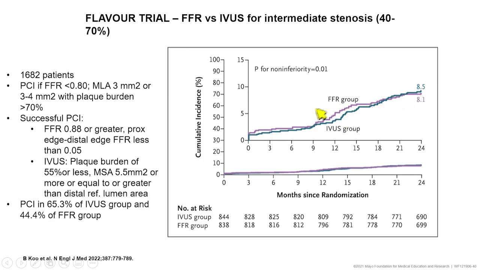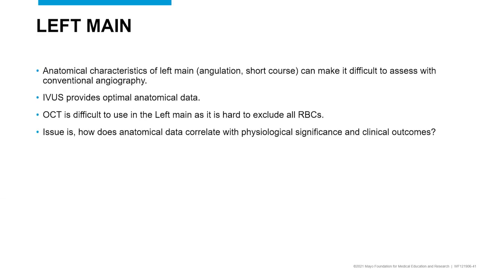What ended up happening, which probably doesn't surprise most of us, is that patients in the IVUS group ended up with a lot more stenting and PCI compared with patients in the FFR group. So again, this reinforces that same idea. If you're going to look at lesion significance, if you're trying to make a decision about intervention, you should really be relying on FFR for non-left main lesions.